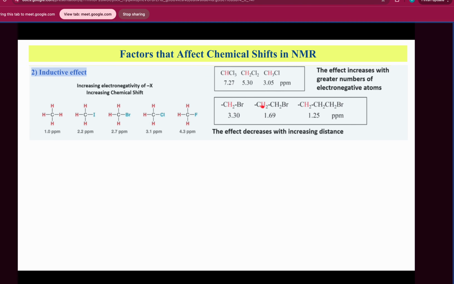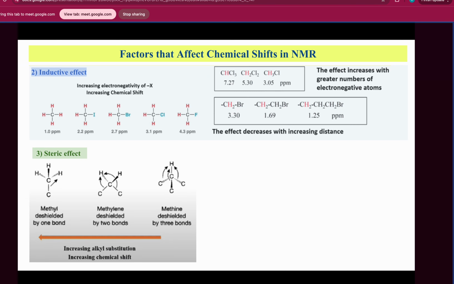Whereas in this case, the hydrogen which we are considering has a CH2 group and then bromine is present. So the distance has increased, and the chemical shift will not be that sharp. It will be 1.69. And in this scenario, there are two methyl groups present in between and then bromine, so the distance from this hydrogen to Br has increased further, due to which the ppm value is quite low. So this shows that the inductive effect means higher the electronegativity, higher the de-shielding, and higher the distance, lower the de-shielding. So distance should be as little as possible.